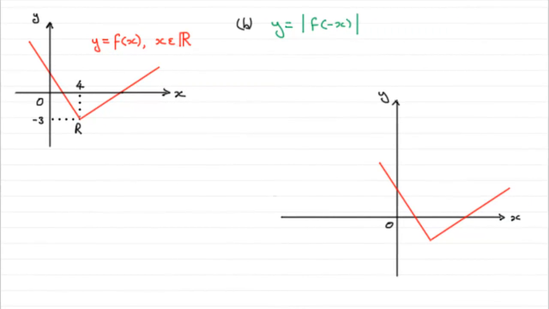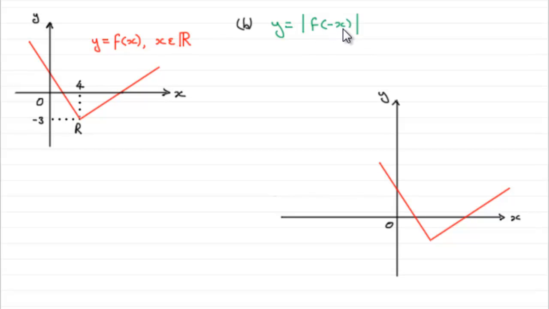Now for this next part, we've got to draw the graph of y equals the mod of f of minus x. And to do this, what I've done is I've copied the original graph back out again of y equals f of x. And we do this in two parts now. First of all, we look at the graph of f of minus x.